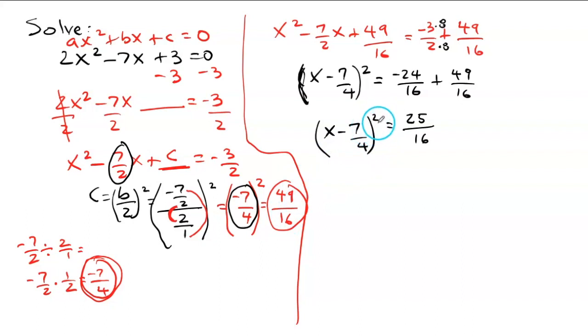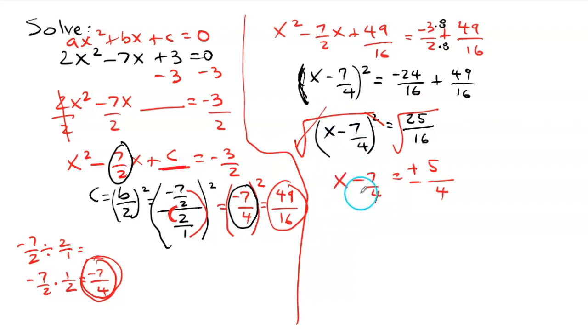Now I have to get rid of this square. So I have to do the square root on both sides. Don't forget, as soon as you do a square root on both sides of an equation, you have a plus or minus. Don't forget that. Square root of 25 is 5. Square root of 16 is 4. So plus or minus 5 over 4. Here, the square root cancels out, and I have x minus 7 over 4.